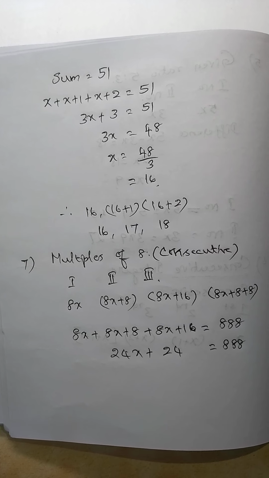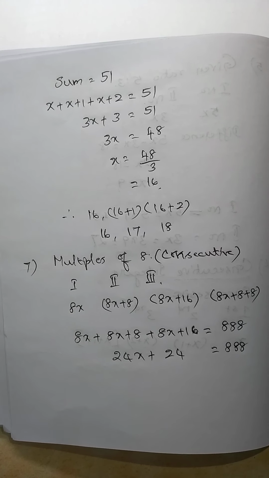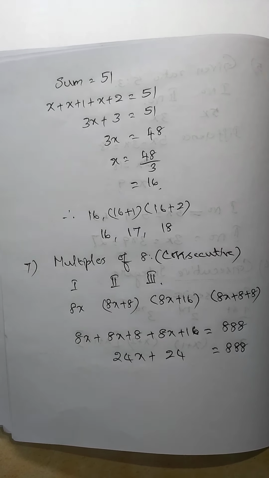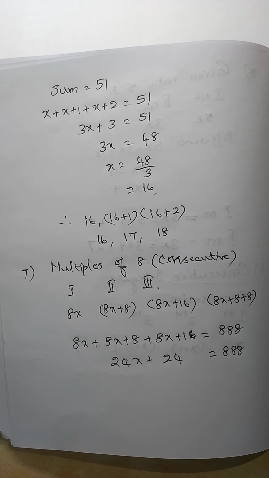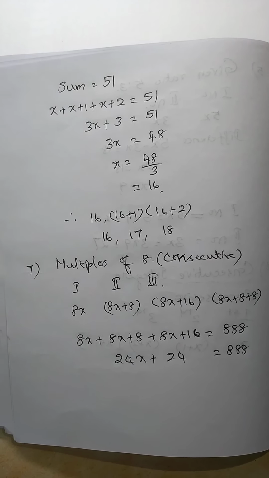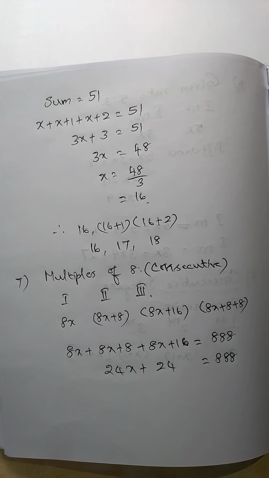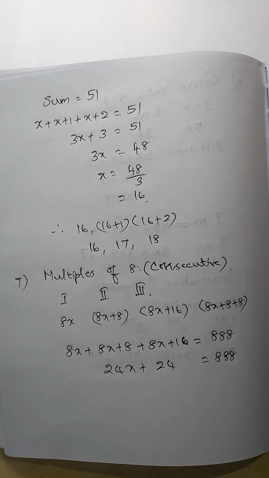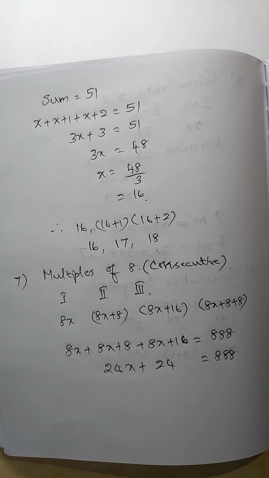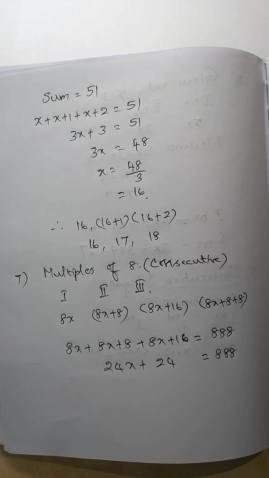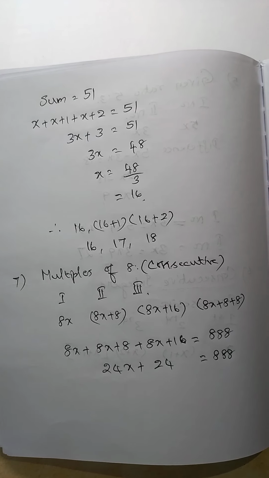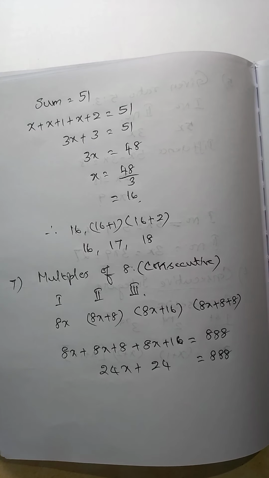Now we go to the 7th question of the exercise. The sum of 3 consecutive multiples of 8 is 888. Find the multiples. Now we take the multiples of 8. The first multiple as 8x. The second multiple will be 8 more than that, so it becomes 8x plus 8. The third multiple will be 8x plus 8 plus 8, so it becomes 8x plus 16.